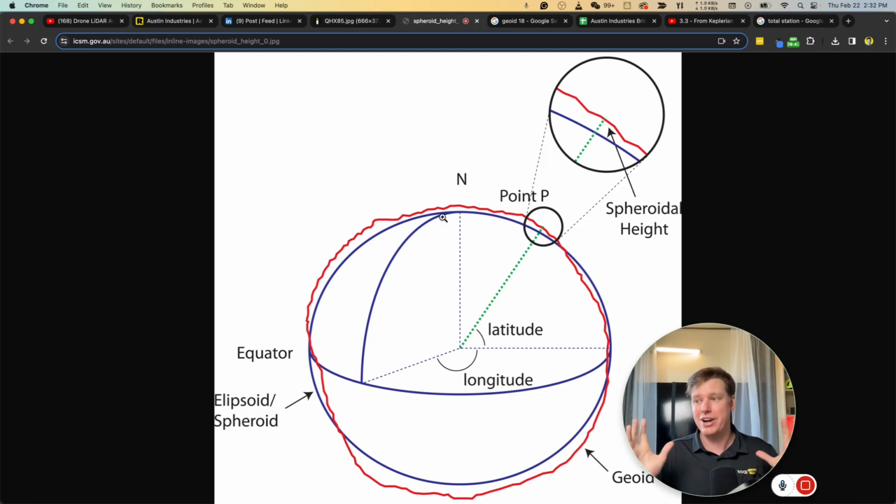Anyway, six parameters describes this sphere. It's an ellipsoid. But that is not representative of the actual gravitational surface. So if you were to take a bubble level and go along this actual ellipsoid, the bubble level would not technically always be level.